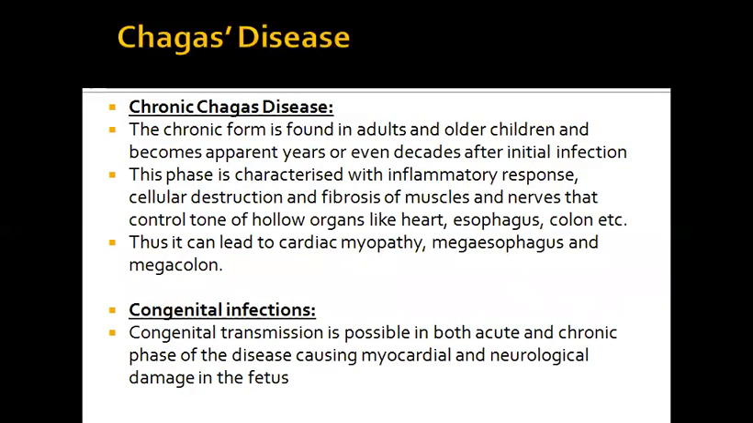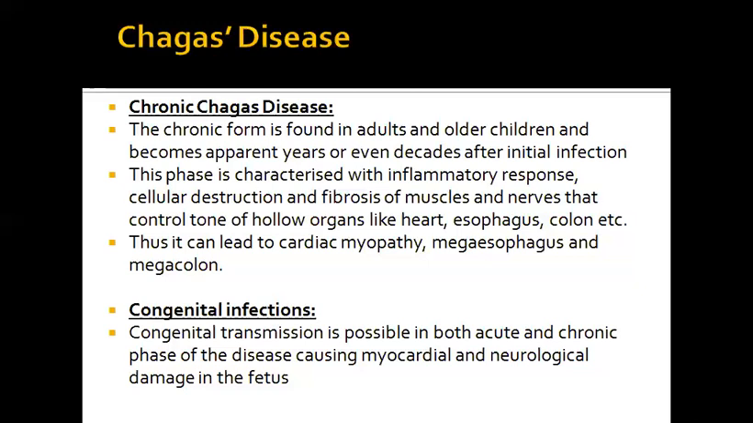Coming to chronic Chagas disease, the chronic form of the disease is found in adults and in older children and becomes apparent years or even decades after initial infection. This phase is characterized by inflammatory response, cellular destruction, and fibrosis of muscles and nerves that control the tone of hollow organs like heart, esophagus, colon, etc. Thus, it can lead to cardiomyopathy, megaesophagus, and megacolon.